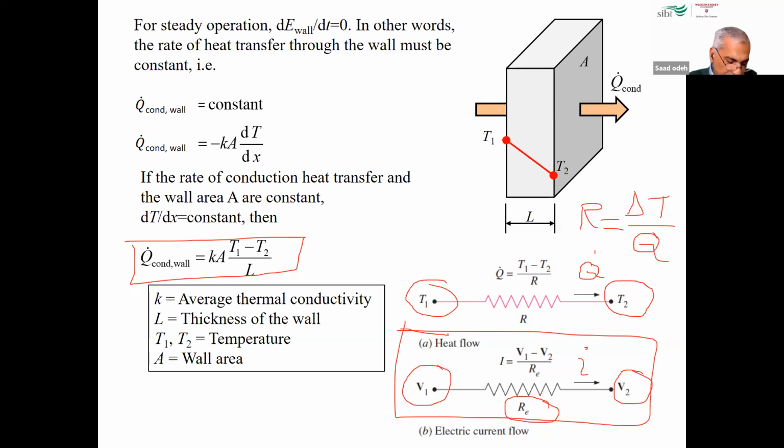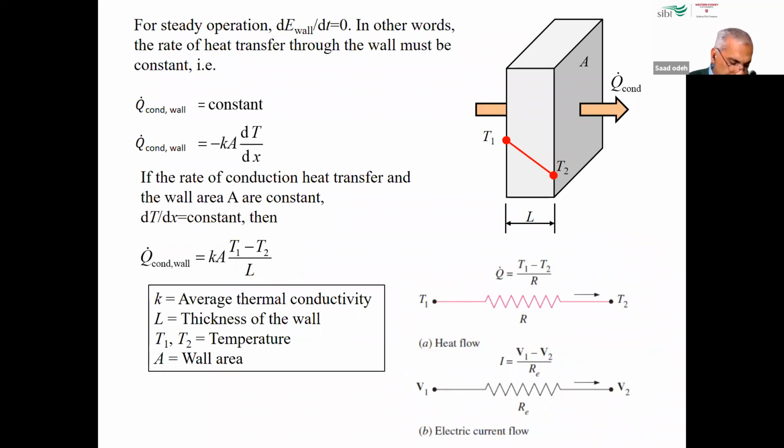We call this resistance thermal resistance. So here R is thermal resistance, while R in the electric circuit we call electric resistance. So we have a difference here: R_E, which is electric resistance, and R here in heat transfer, which we call thermal resistance. So just remember this. From now on, we'll call it thermal resistance. And when we talk about thermal resistance, just remember this figure. Okay.